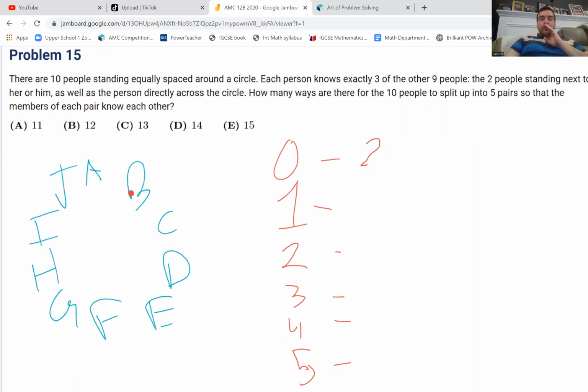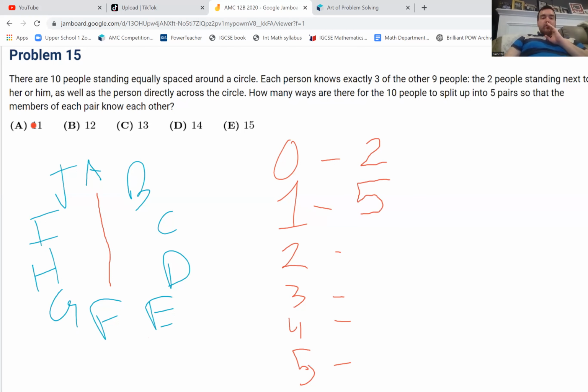What if we make 1 diameter? I already showed one example, where we make AF a pair, and then you have D with E, B with C, J with I, and H with G. But that's just one of the possible diameters. If you notice, there are basically 5 possible diameters: AF, BG, CH, DI, and EJ. So that means there are 5 different cases containing 1 diameter.